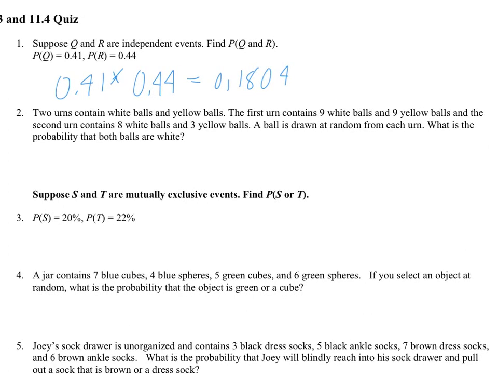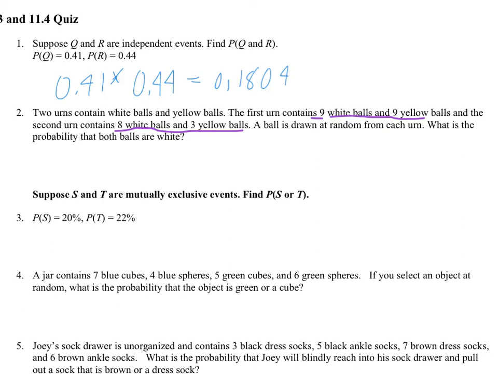Number 2, we've got an urn, which has white balls and yellow balls in it, or two urns, I should say. The first one has 9 white and 9 yellow. Second one has 8 white and 3 yellow. You draw one from each urn. What is the probability that both are white?